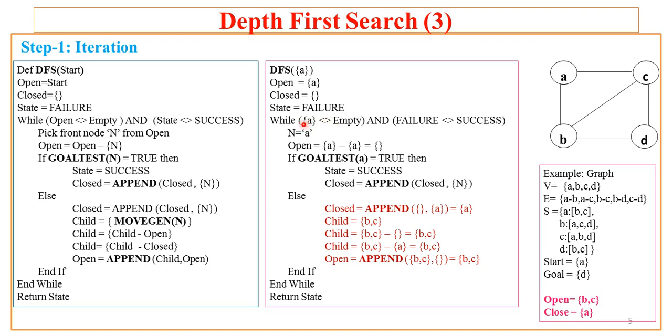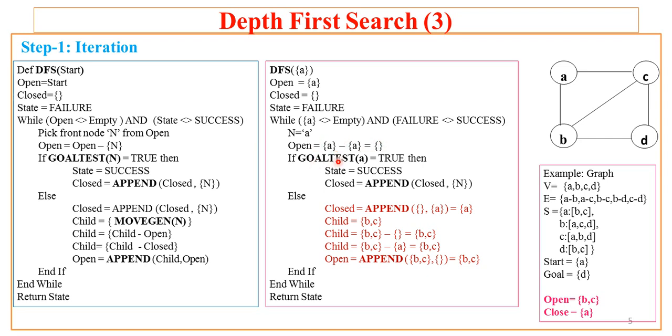So this condition, not empty, is true, and failure is not success is also true. Now it gets into the while loop. The while loop will terminate only if one of the conditions is false. Now here, pick a front node n. As there is only one node in open, we pick that node, then we remove whatever we have picked. If we remove the same node from the open, open becomes empty at this point of time.